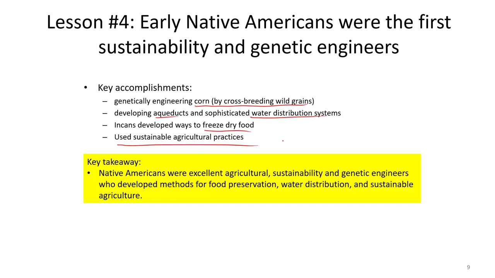So really, key takeaway here is that we can learn a lot from these early engineers. The Native Americans were excellent agricultural, sustainability, and genetic engineers, and they developed a lot of important methods for food preservation, water distribution, and sustainable agriculture.